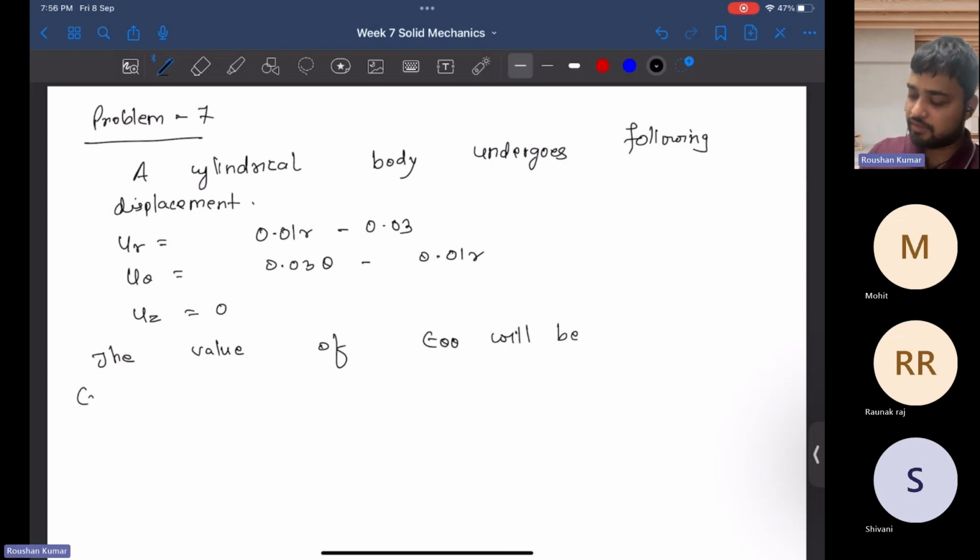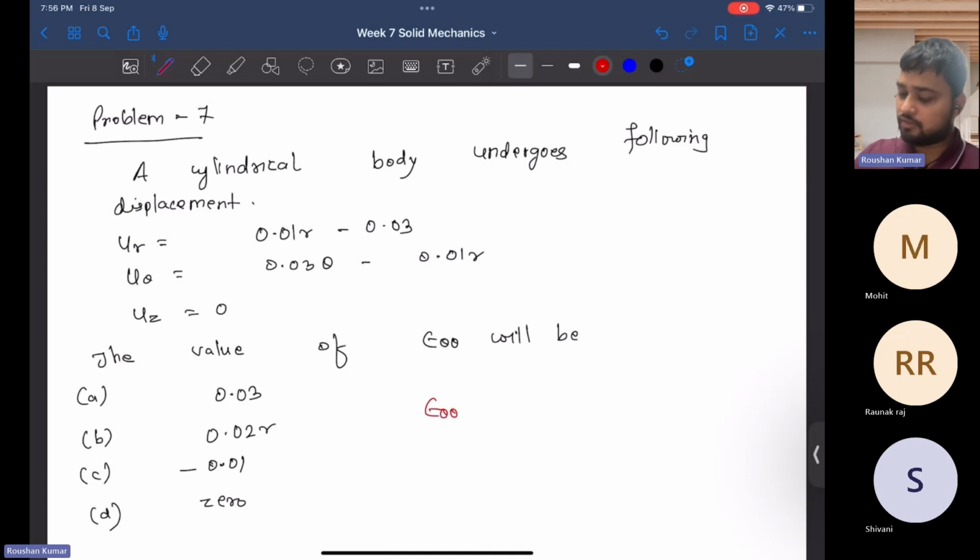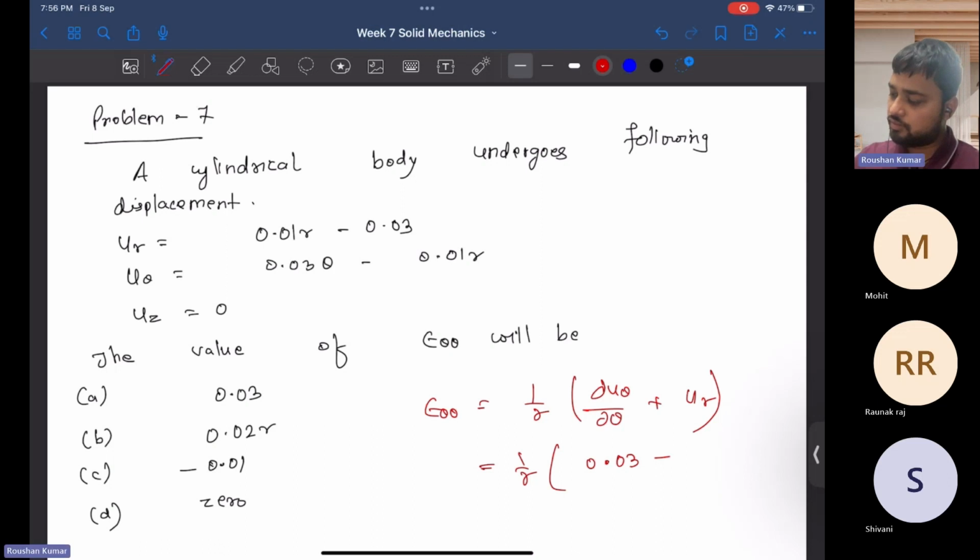So we have a question here, epsilon theta theta. The first option is 0.03, the second option is 0.02 r, the third option is minus 0.01, the fourth option is 0. So epsilon theta theta is given by 1 by r del u theta upon del theta plus u r over r. What is del u theta upon del theta? That is 0.03. And what is u r? U r is 0.01 r minus 0.03.